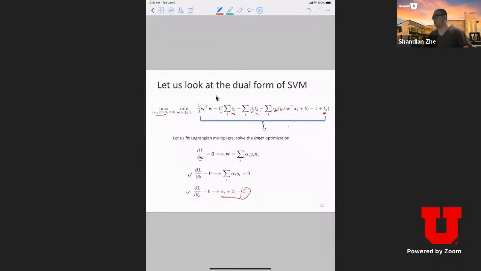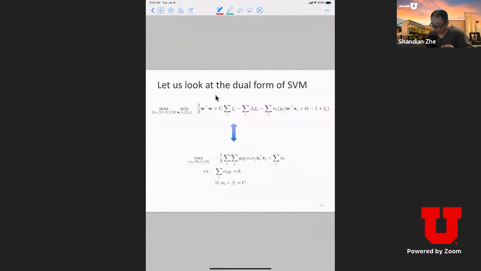So the next step will be, okay, we just substitute those results into L. Into L, we actually have solved this inner minimization problem, and then we only leave one level maximization problem. So if we substitute the result for W into L, we get a quadratic function regarding alpha.